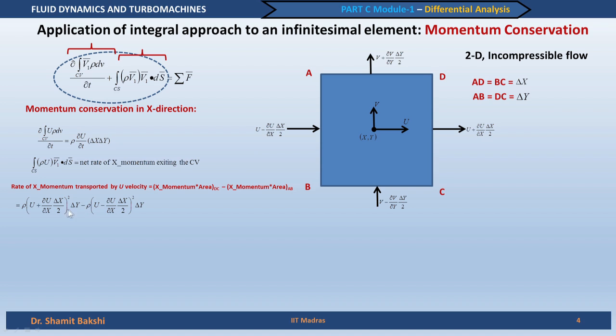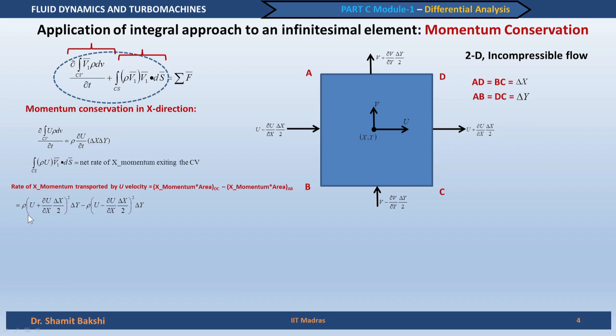So, this is the exiting surface, that means the surface DC. In the surface DC, rho multiplied by u plus del u by del x into delta x by 2, whole square. So, basically that is the x momentum at the exiting surface multiplied by the area, delta y is the area. Now, if we had taken it as a compressible flow, we would have to replace this density with a variable quantity, that means rho plus del rho by del x into delta x by 2 for this control surface.